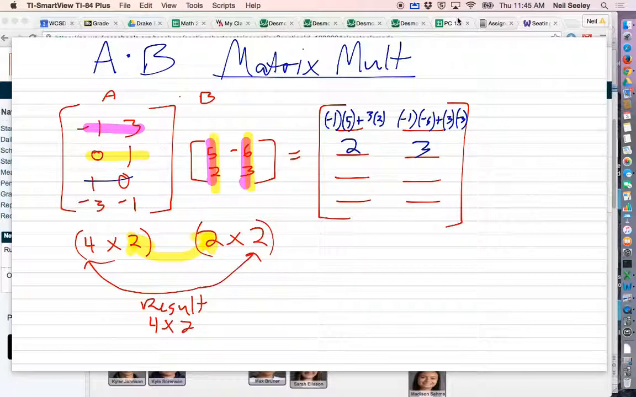So I go 1 times 5 is 5, plus 2 times 0 is 0, so it's 5. And then 1 times 6, -6 is -6 plus 0. And finally, the last row times all the columns. -3 times 5 is -15. Take away 2 is -17. And then -3 times -6 is +18. Take away 3, which is 15.